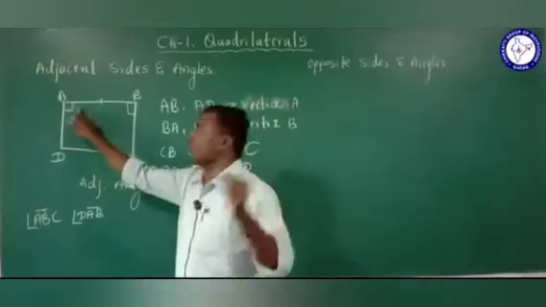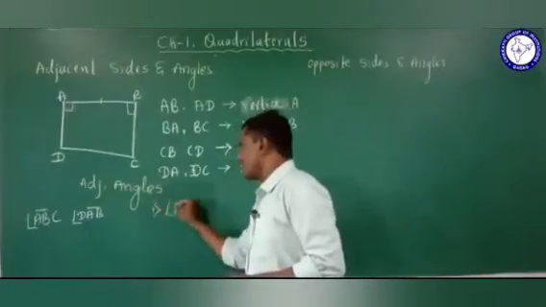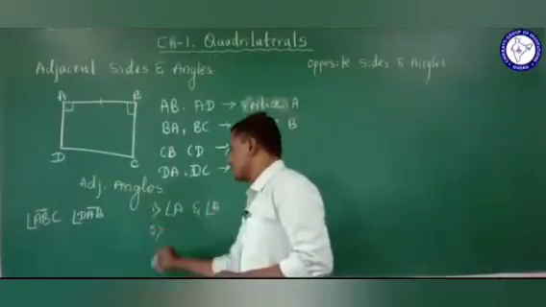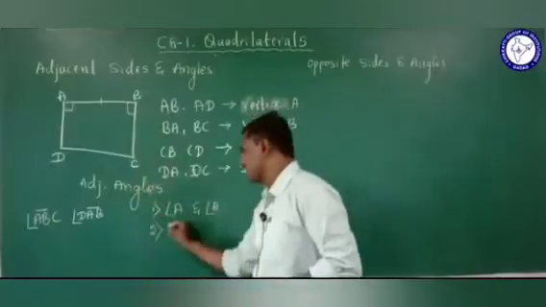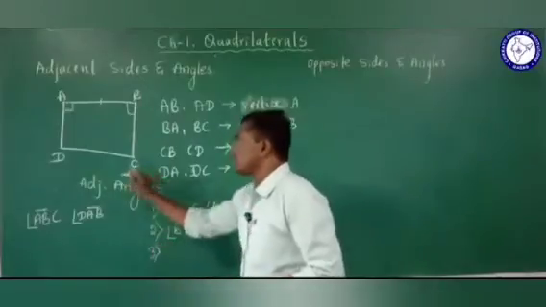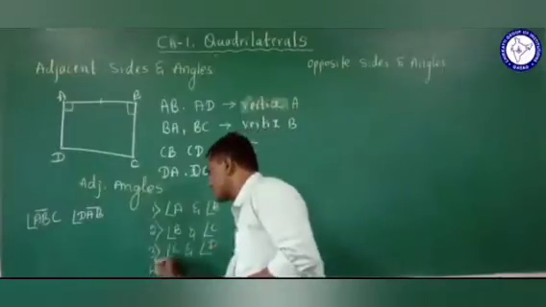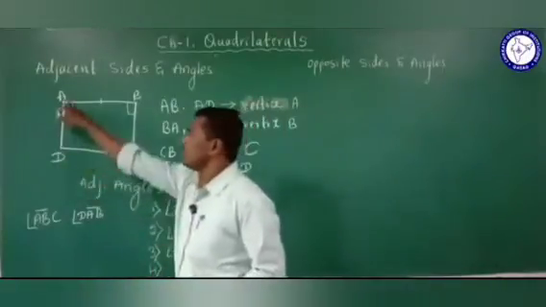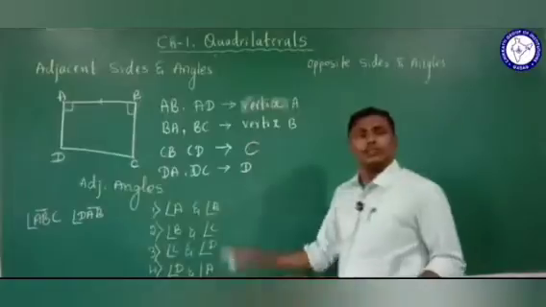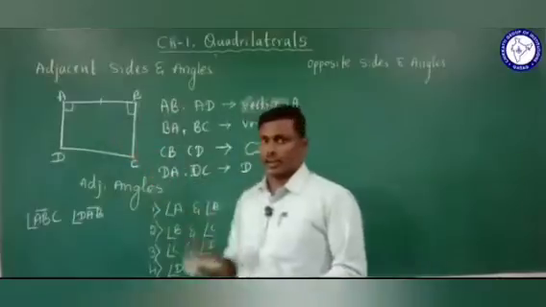So let's write one by one. First pair, angle A and angle B. Second pair, angle B and angle C. Third pair, angle C and angle D. And the last pair of the quadrilateral is angle D and angle A. So these are the four pairs of adjacent angles for the given quadrilateral.